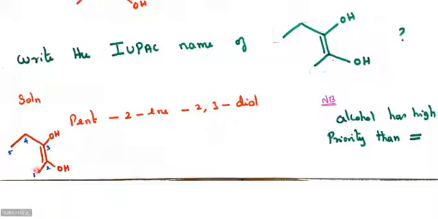Now let us see this. 1, 2, 3, 4, 5. So it is a 5 carbon chain, which means pentane. So pent. In second carbon, ene. So 2-ene.